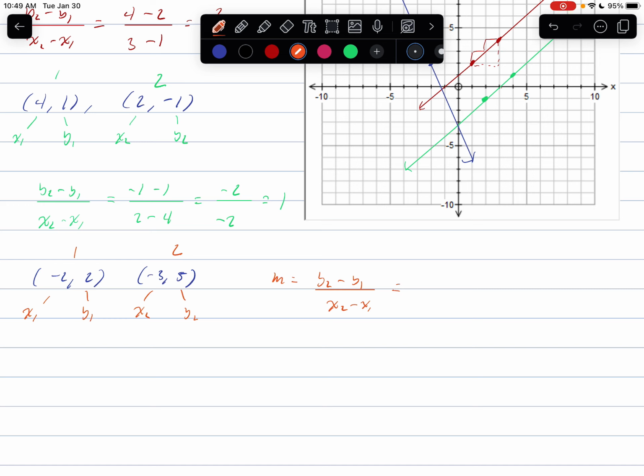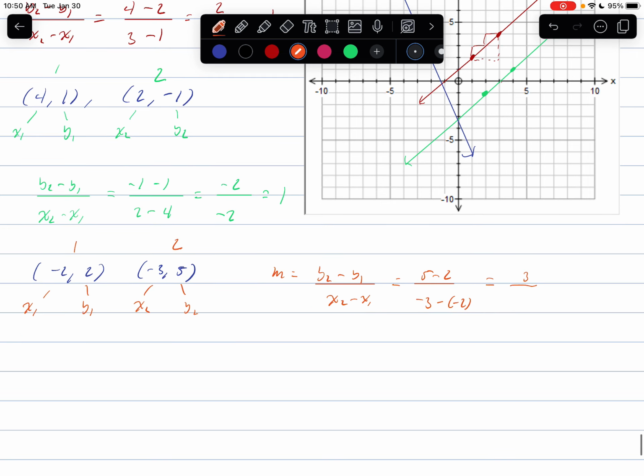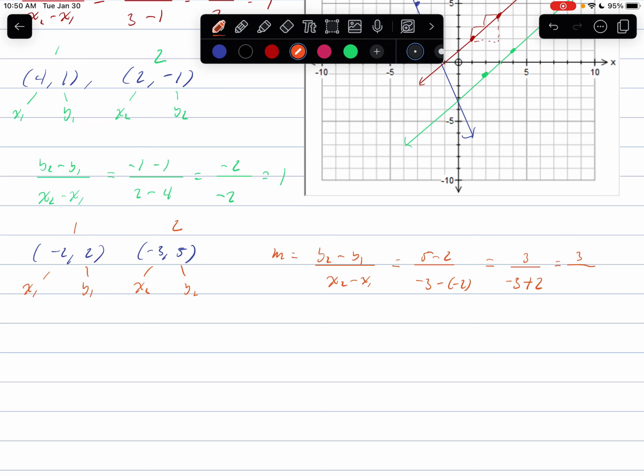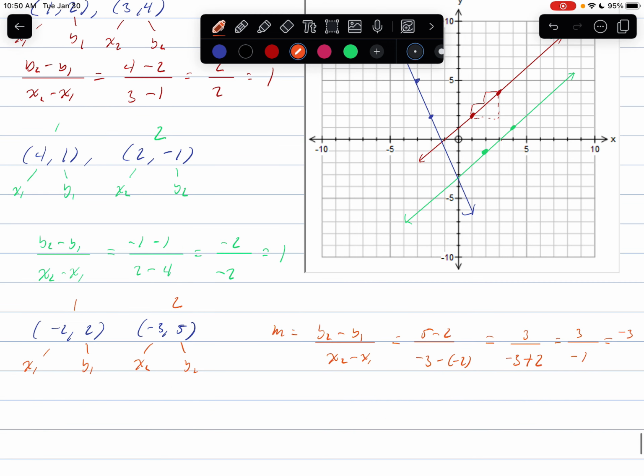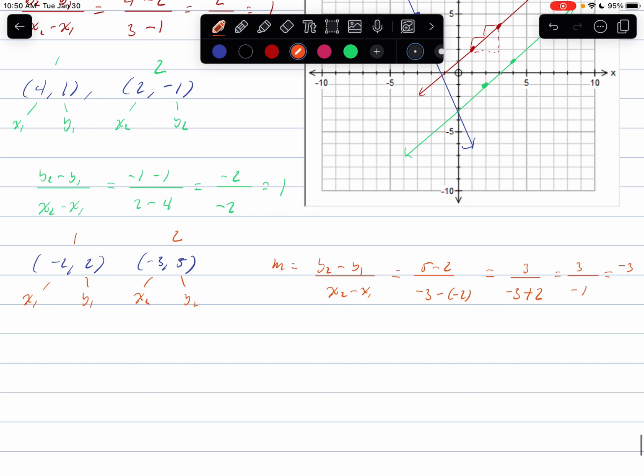So here we have 5 minus 2 over -3 minus -2. All right, so 5 minus 2 is going to give us 3. And then -3 minus a -2 is the same thing as -3 plus 2, because anytime you subtract a negative number, it's the same thing as adding. So this will give us 3 over -1, or just -3. All right, and that looks about right. So our slope here is -3.